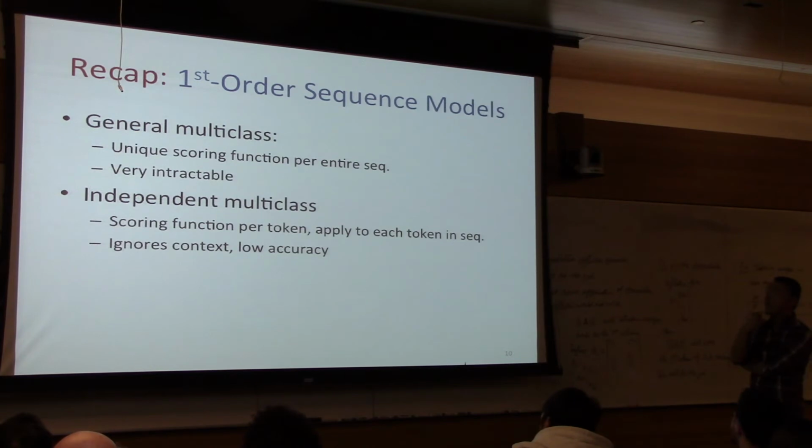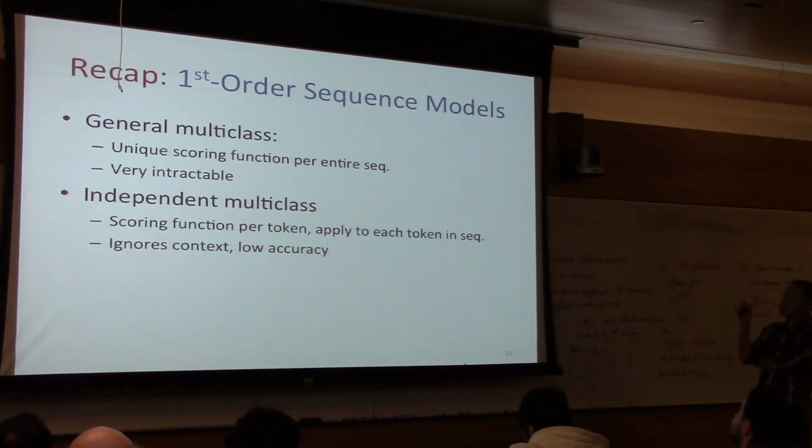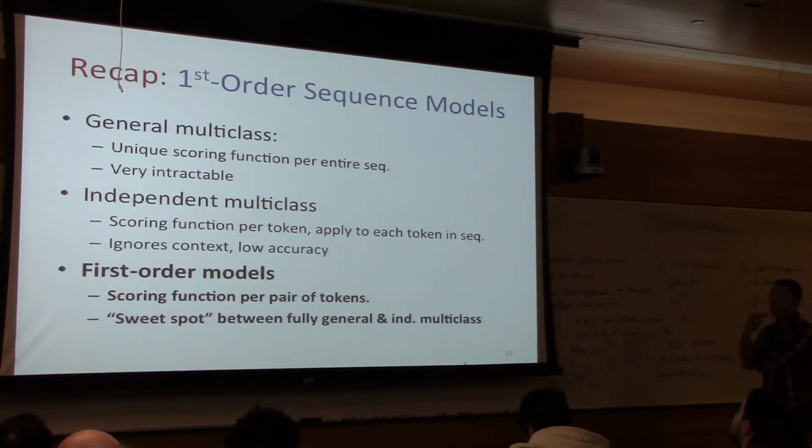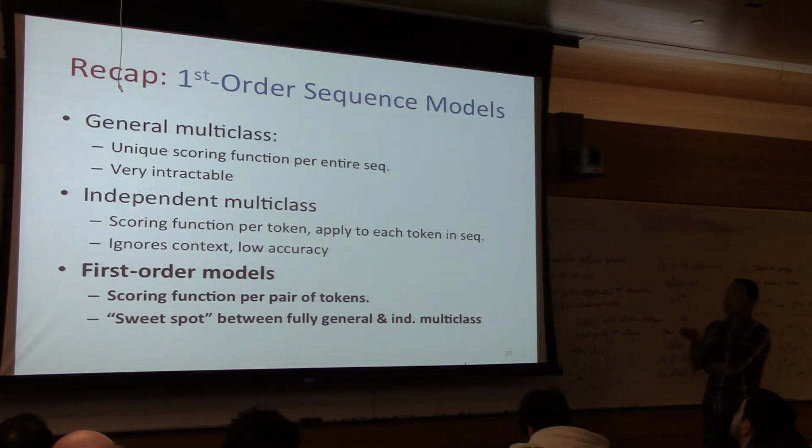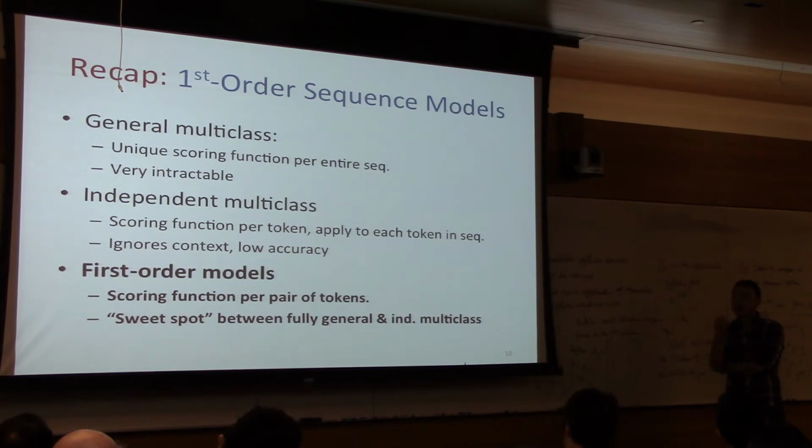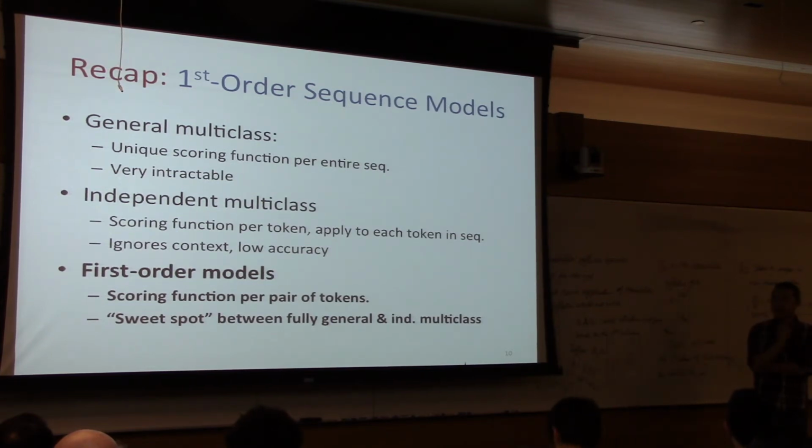Okay, just to recap our first order sequence models. It's something that sits between general multiclass, which is very intractable and computes a unique score for each entire sequence, and independent multiclass, which makes very strong independence assumptions. It's a scoring function per pair of tokens and per emission probability. So it's a sweet spot between fully general and fully independent multiclass.